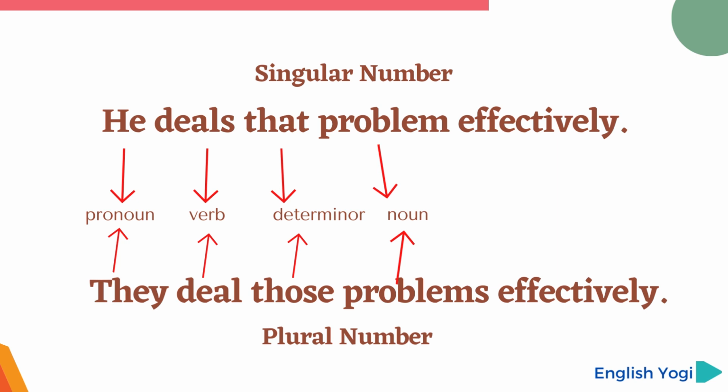For example, he is singular and, on the contrary, they is plural. Then, deals is the singular verb and deal is the plural verb. Similarly, that determiner is singular and those determiner is plural. Similarly, problem is a singular noun and problems is a plural noun. So in this way, we can see the difference between singular number and plural number.